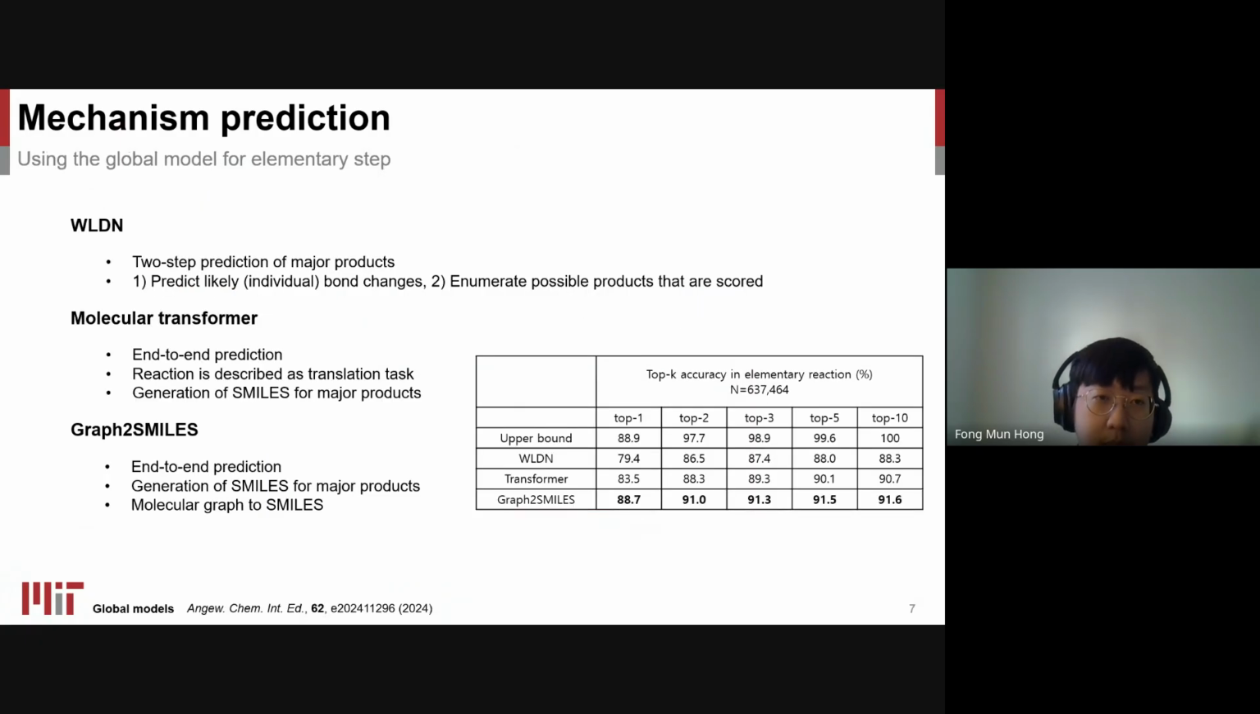Cool. In that previous paper, we also trained models on it, mainly models from our lab: the WLDN, the graph transformer models, and also graph to SMILES. We see that in some way they are actually learning quite well. They are able to recover these elementary steps based on what they learned in the training set. And we thought that this problem might be somewhat solved if we have such a data set.